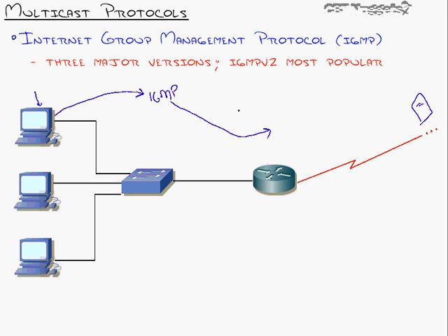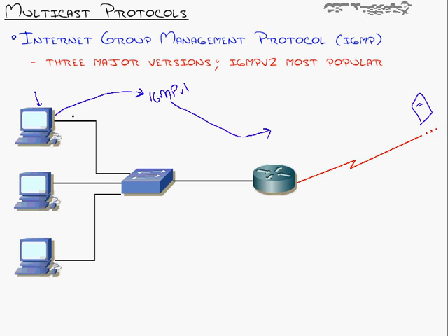this workstation. Now, before I go any further with that message, there have been 3 major versions of IGMP: 1, 2, and 3. 2 is currently the most popular because 3 is still not quite baked yet. It's a draft standard on RFC. It's going to get there. It's just not there yet. Let me first off talk about IGMP version 1.